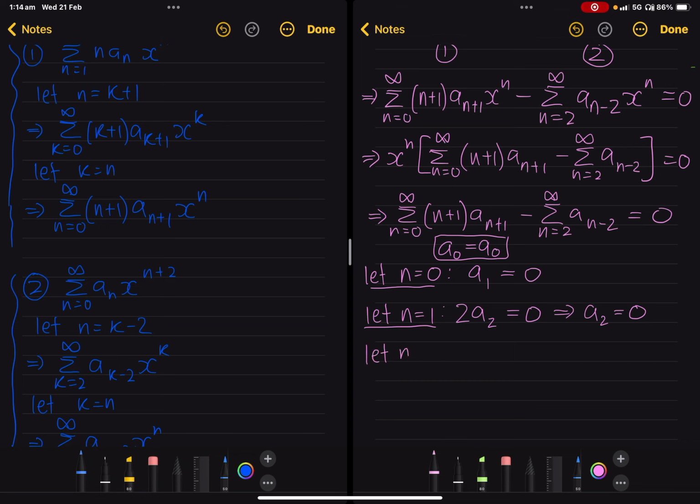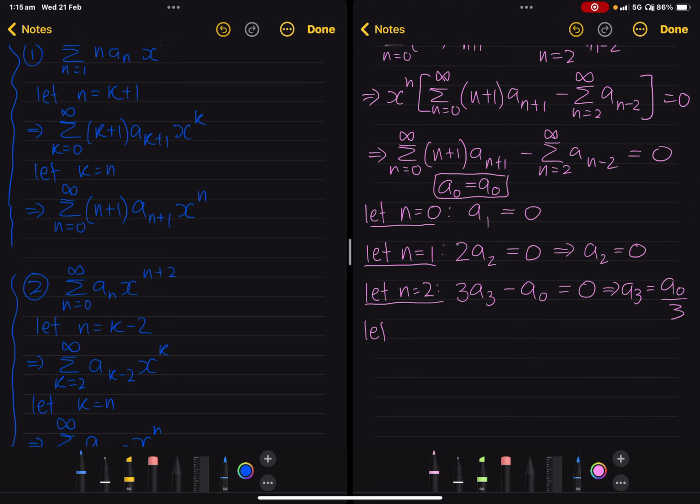Then we are going to let n equal 2. Now this second part will start to count as well. So we get 2 plus 1, that's 3a3. So we get 3a3 minus, we've got n is 2, 2 minus 2, that's a0. So minus a0 is equal to 0. So this implies if we add a0 to both sides, divide both sides by 3, tells us a3 is equal to a0 divided by 3.